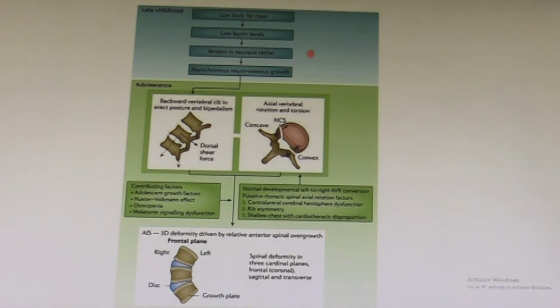But no specific mode of inheritance is discovered yet, and it's more of a complex genetic disorder with extreme variability. But there is now something called ScolioCore, which is a test that is mainly prognostic; it will study the progress of the curve, but not the initiation of the curve. Here we can see that low body fat mass and low leptin level, which might lead to tension and neuroaxis tethering, might cause scoliosis for these patients.